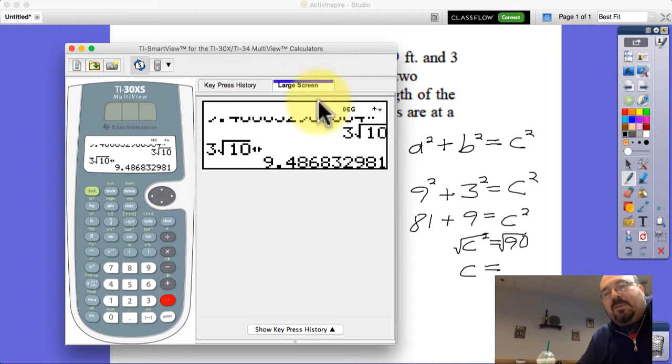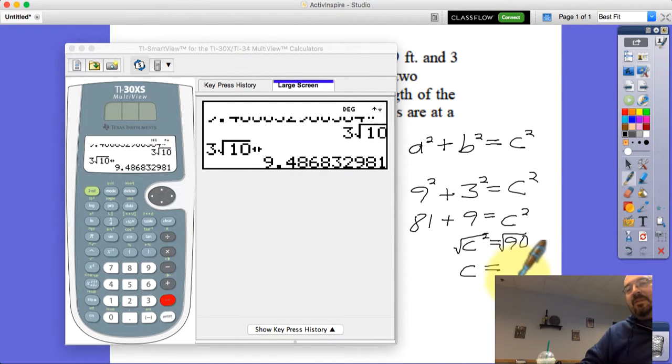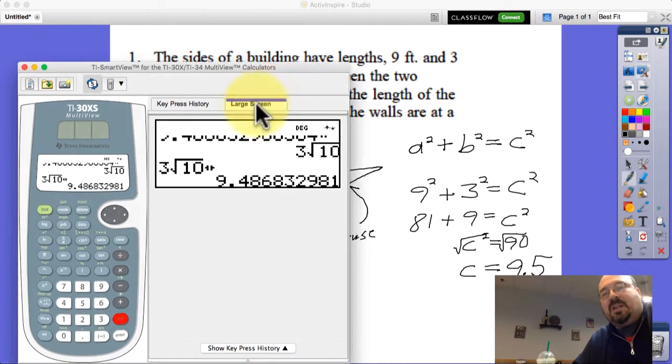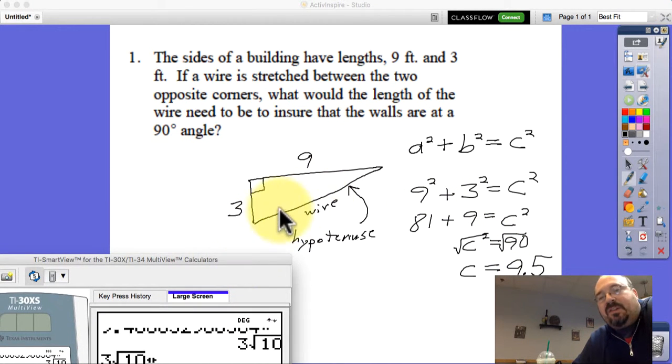So if they want a decimal answer, maybe to the nearest tenth, so I've got 9.48, because that's 5 or greater, this is going to be bumped up to 9.5. So the final answer to this question is, if you want this triangle to be a right triangle, if you want this angle to be 90 degrees, the wire would have to be 9.5 feet across.